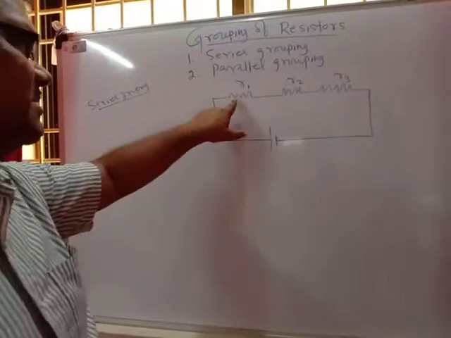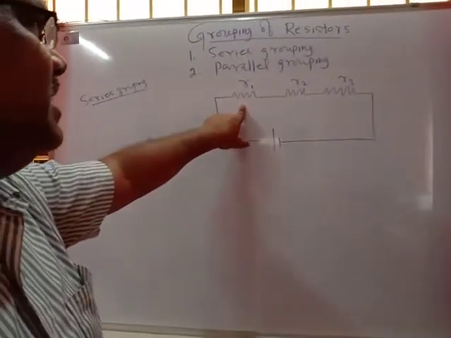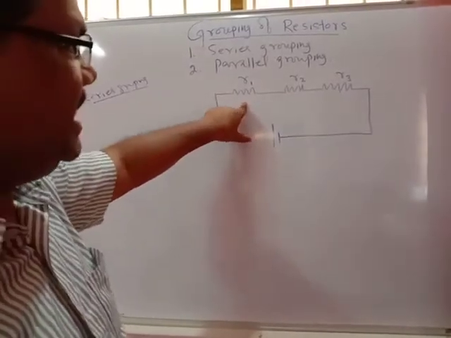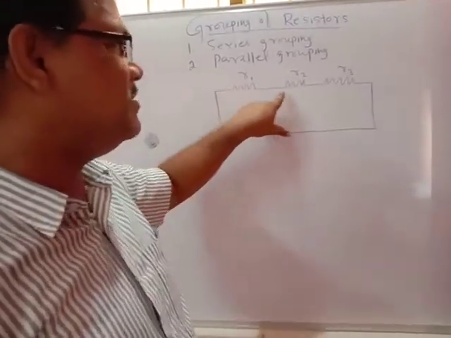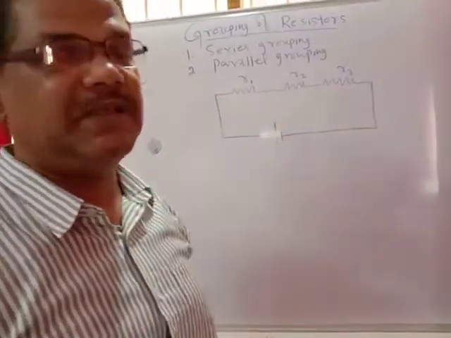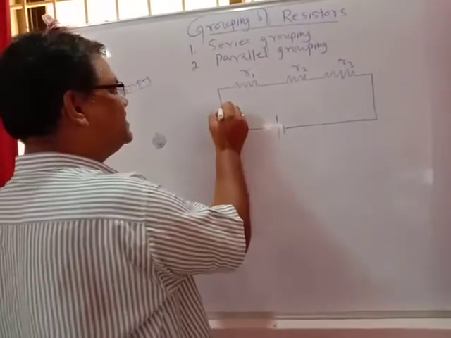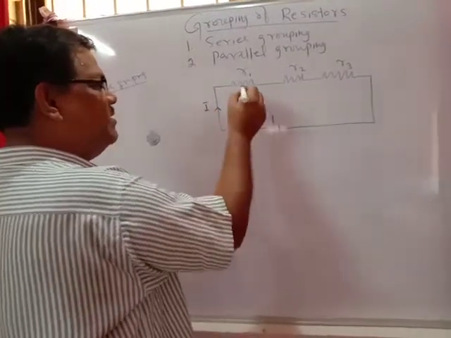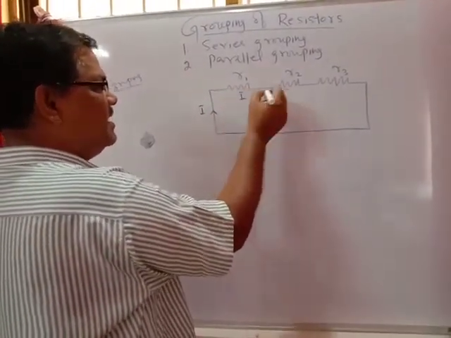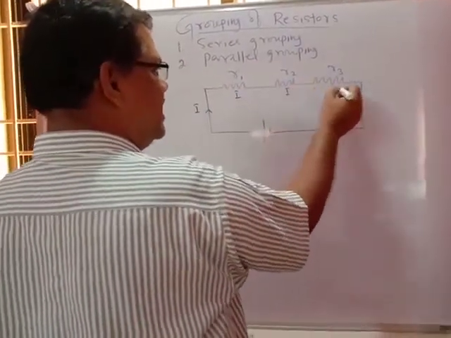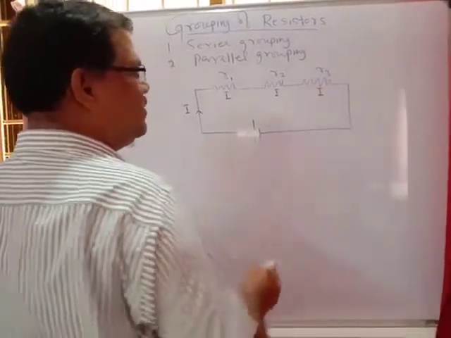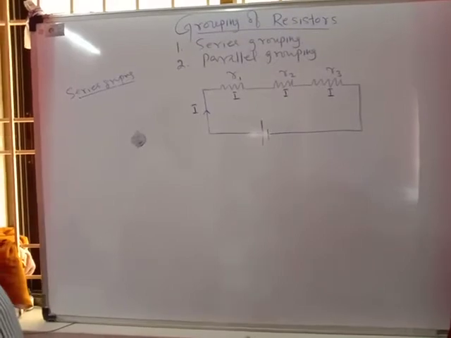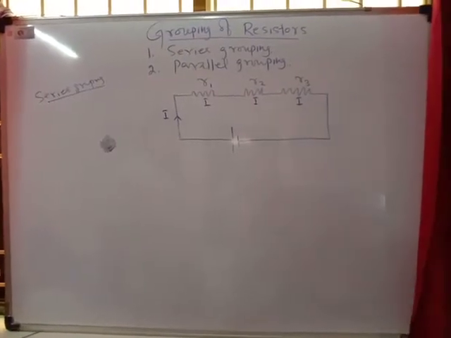The three resistors are said to be grouped in series if the same current flows through each of the resistors. In series grouping, the same amount of current will be passing through each of the resistors. Whatever current is drawn from the cell, suppose the current drawn is I, that same current will be flowing through R1, R2 and R3. But the potential difference across each of the resistors is different.